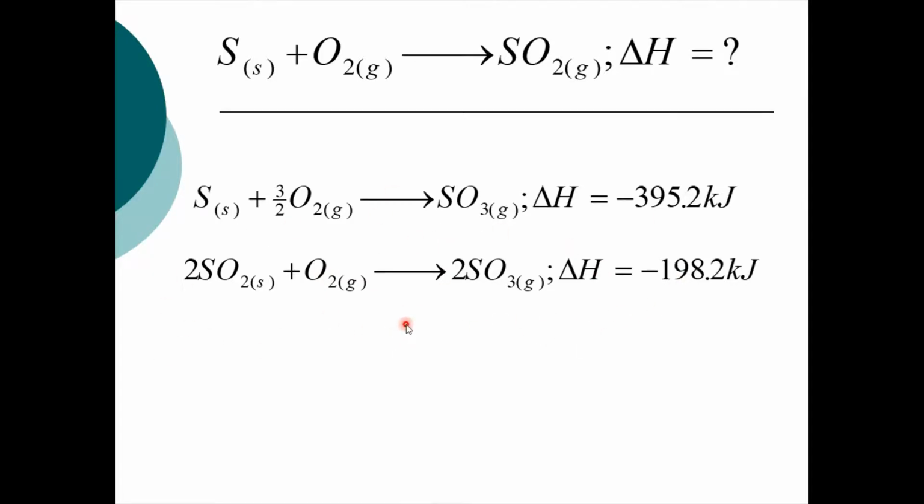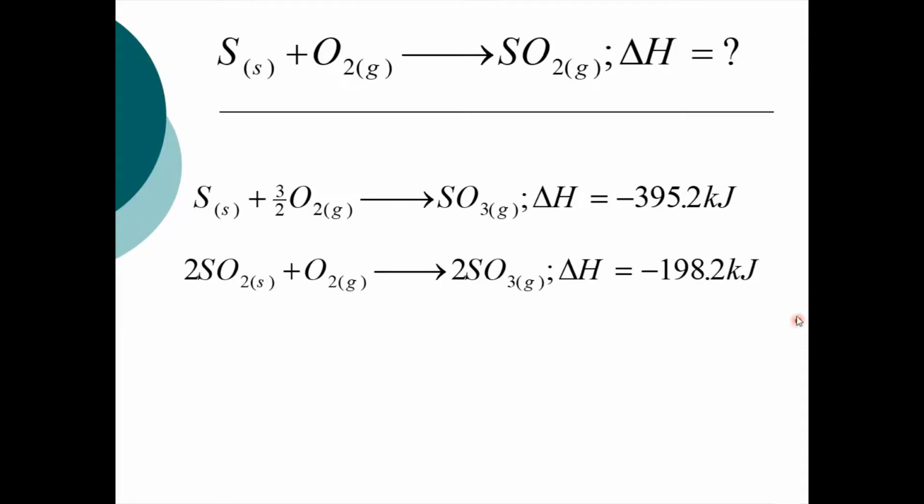One thing you're going to notice is that our final equation has SO2 on the right-hand side. The only SO2 in these two equations over here is on the left-hand side, the reactants. And there are 2 SO2s. So we've got to do a couple things. Number one, we've got to flip this so the SO2 ends up on the right-hand side. And we've got to have it end up with only a 1 as a coefficient.